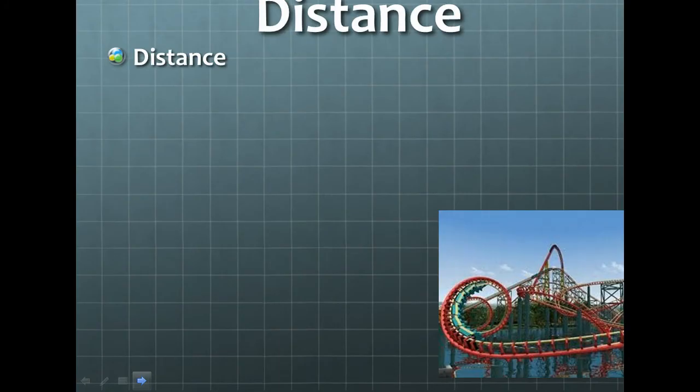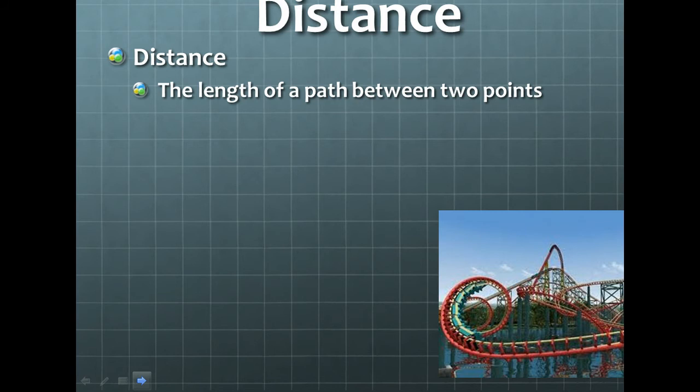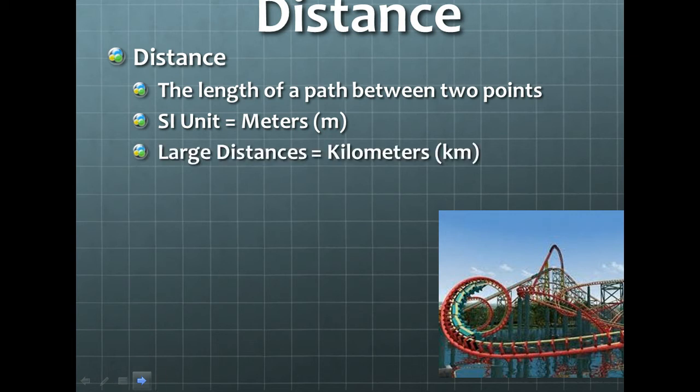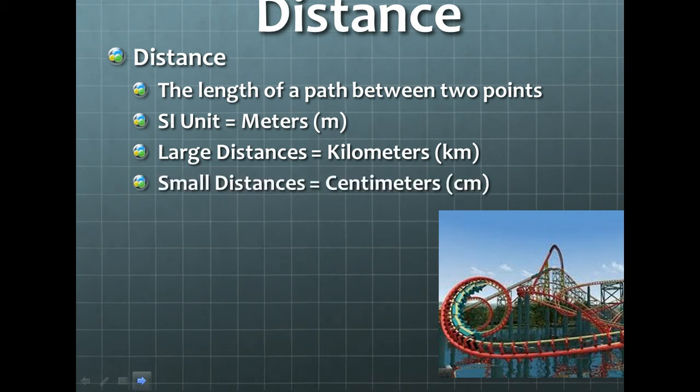Okay, so let's go ahead and talk about our distance. Distance is going to be the length of a path between 2 points, okay? So the SI unit, or the metric unit, is meters, right? That's the base unit. So if you're going to be measuring something really, really big, like driving distances, you're going to use kilometers. If you're talking about small distances, you're going to measure that in centimeters. If you're talking about super duper tiny distances, maybe millimeters.